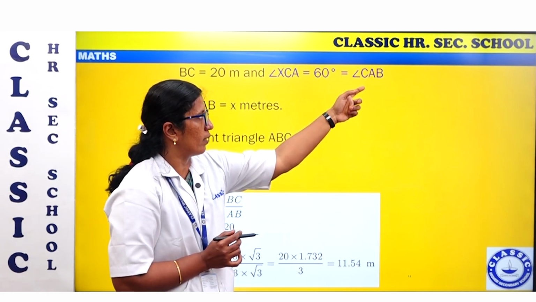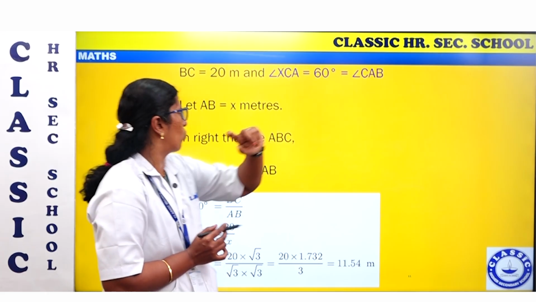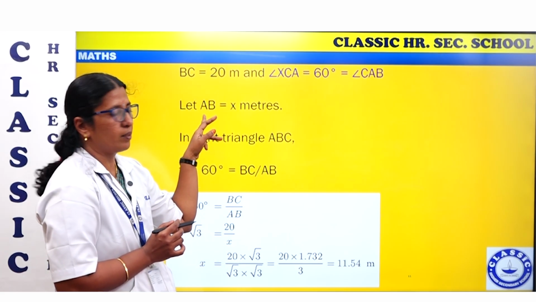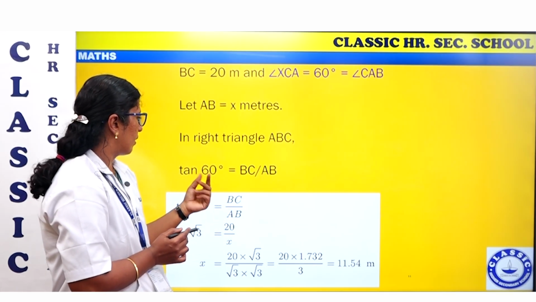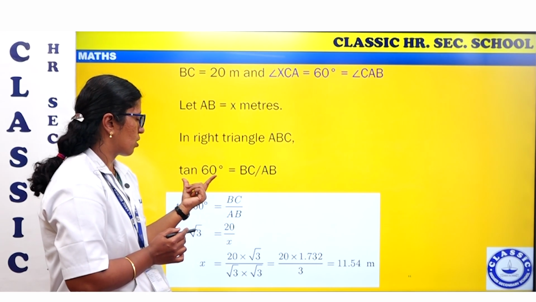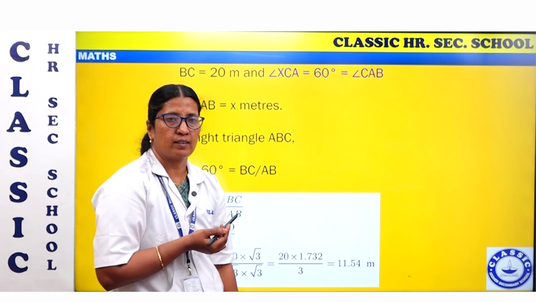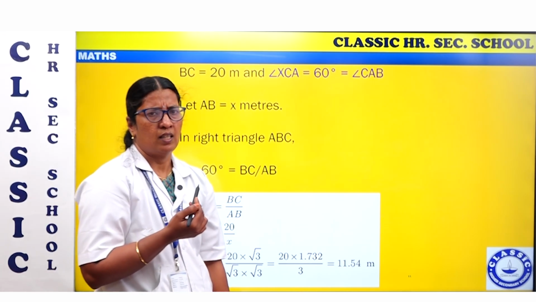It is an alternative angle. Angle of elevation and angle of depression are equal. Here, the distance between the ball and the foot of the tower is x. In the right triangle, what is the ratio? Tan 60, because what is the ratio for tan? Opposite side by adjacent side.